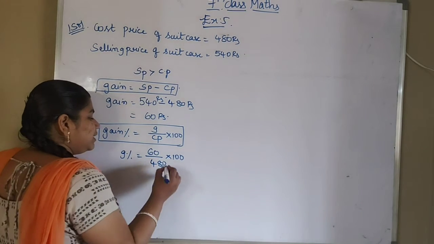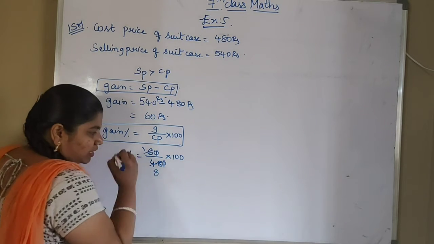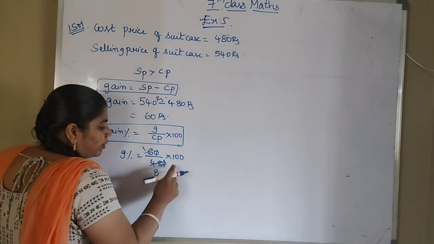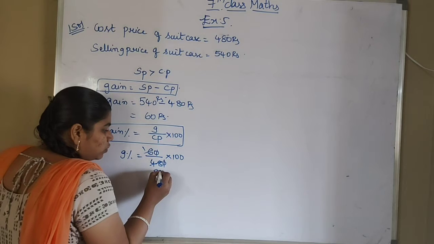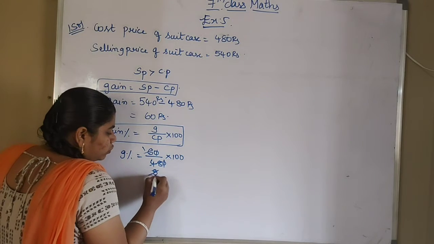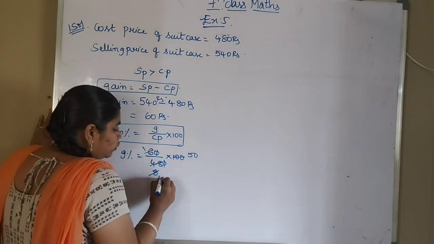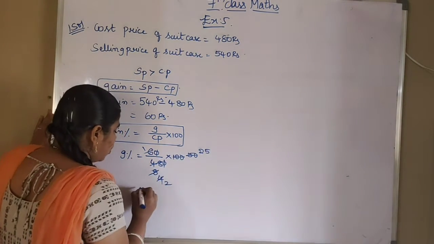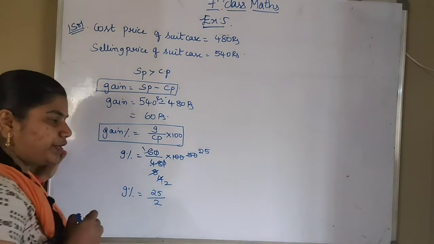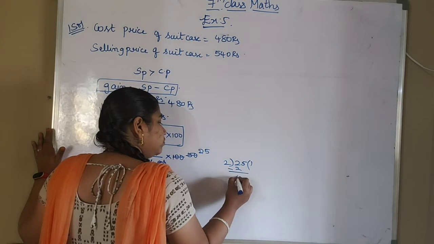Okay, now you can do cancellation. 0, 0 will get cancelled. Here 6 ones are 6, 6 8s are 48. Now I am cancelling in the 2 table, or you can cancel in the 8 table also. We will take the 2 table. 2 4s are 8, 2 50s are 100. Again 2 table, 2 2s are 4, 2 25s are 50. So how much did you get here? Gain percentage is equal to 25 by 2. So 25 by 2, if you divide, how much will it be?